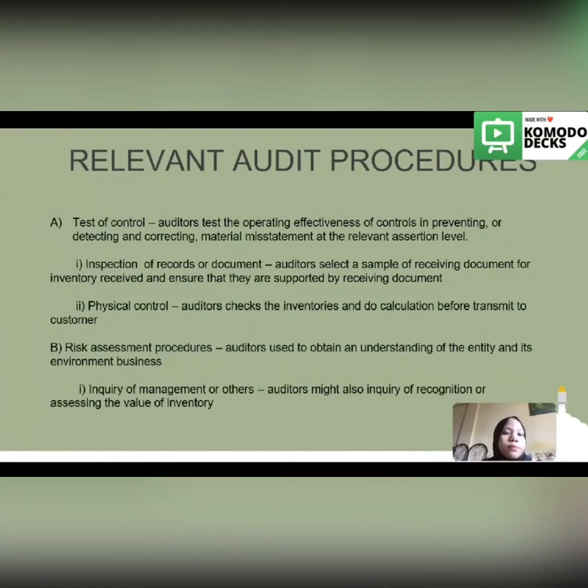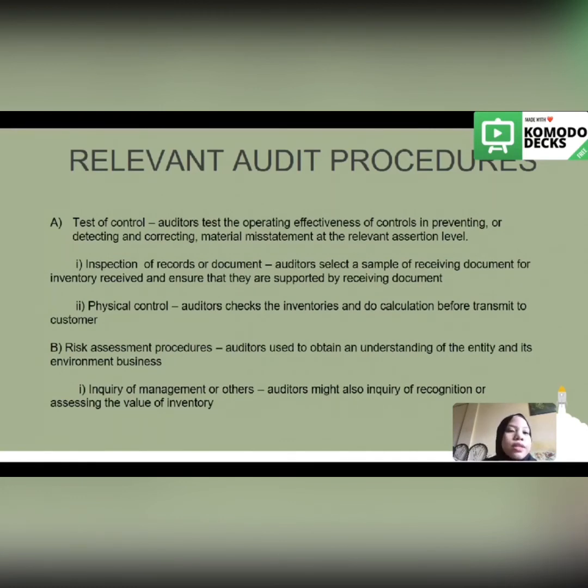So, relevant audit procedures. First is tests of controls. Auditors test the operating effectiveness of controls in preventing, or detecting and correcting, material misstatement at the relevant assertion level. In tests of controls, auditors can first do inspection of records or documents. Auditors select a sample of inventory receipts and ensure that they are supported by receiving documents. Next is physical control. Auditors check the inventories and do calculations before shipment to customers.